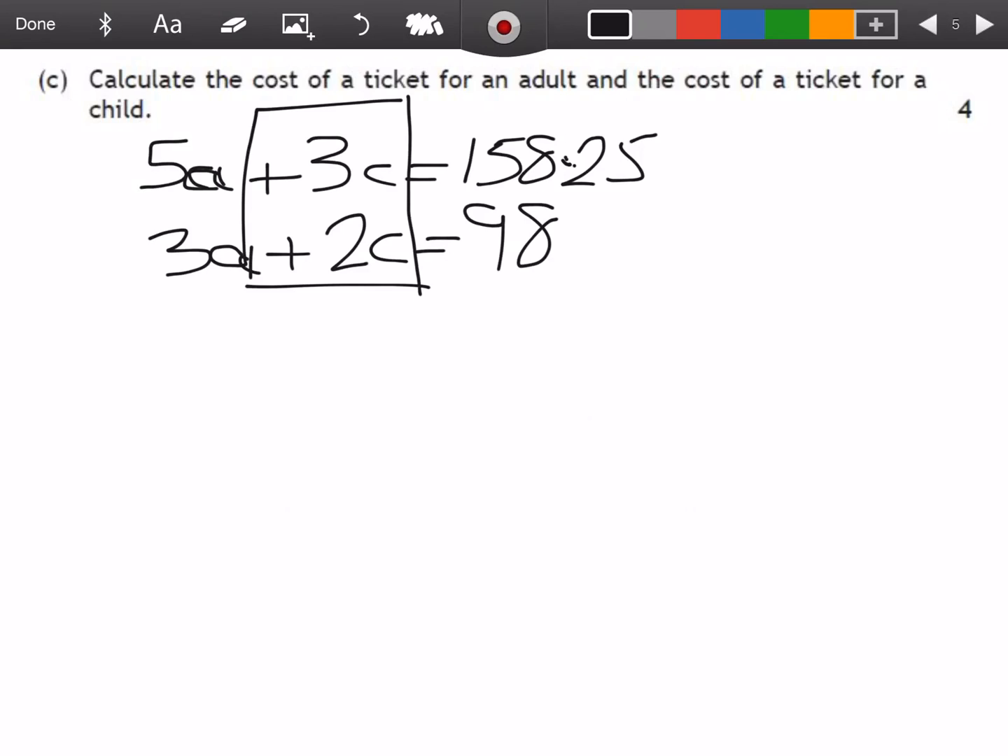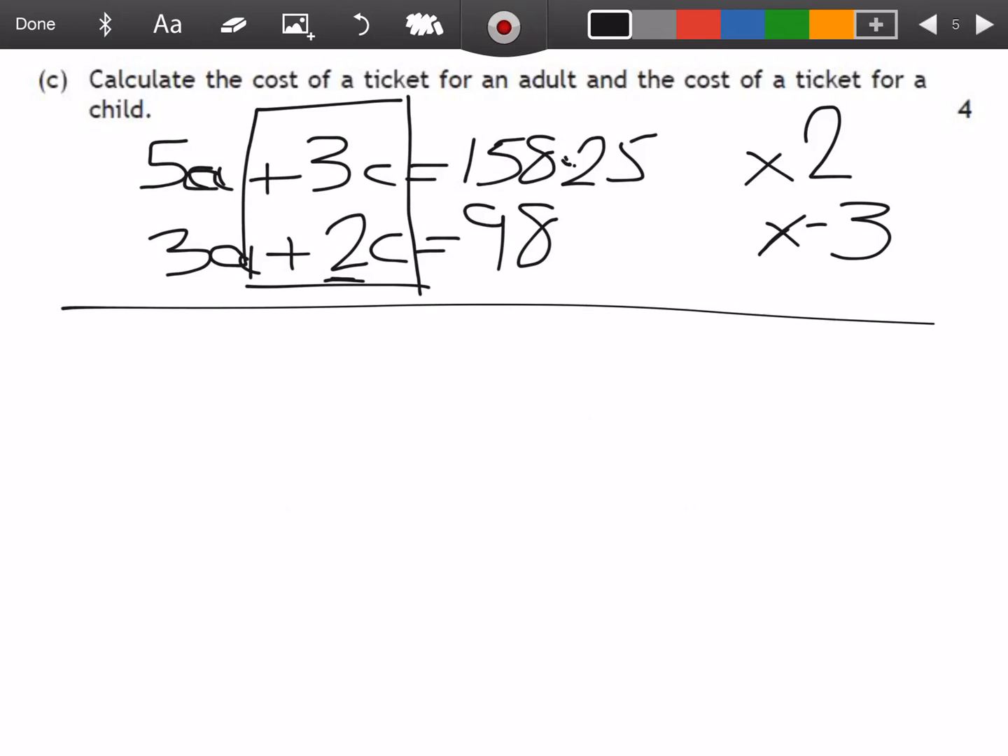3 and 2. 3 and 2 are both factors of the number 6. They go into 6, so I'm going to take them up to 6. How do I turn the first one into 6? Times it by 2. How do I get this 2 up to a 6? I'm going to times it by 3. But as I mentioned earlier, I like to get one to positive and one to negative, 6 and negative 6. So I'm going to multiply the bottom one by a negative 3. Okay? And this is going to give me 2 new equations. Right, now remember, multiplying by 2. Multiply the whole equation by 2, not just the 3C part.